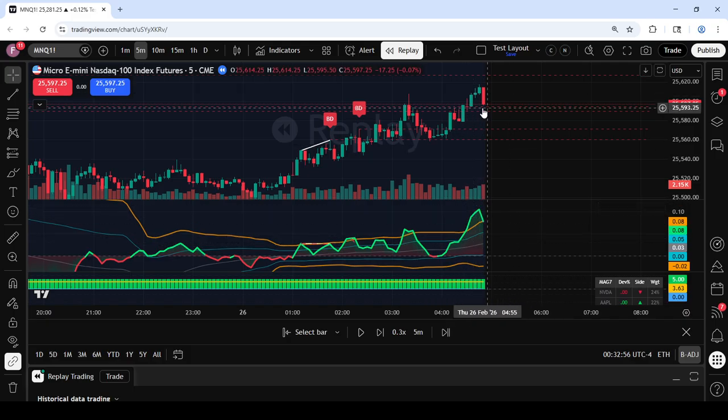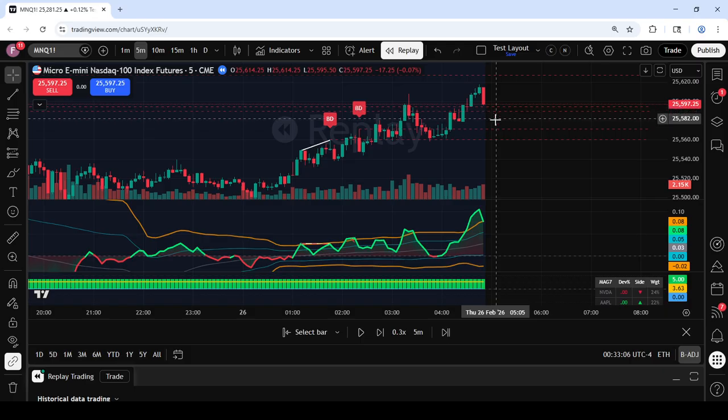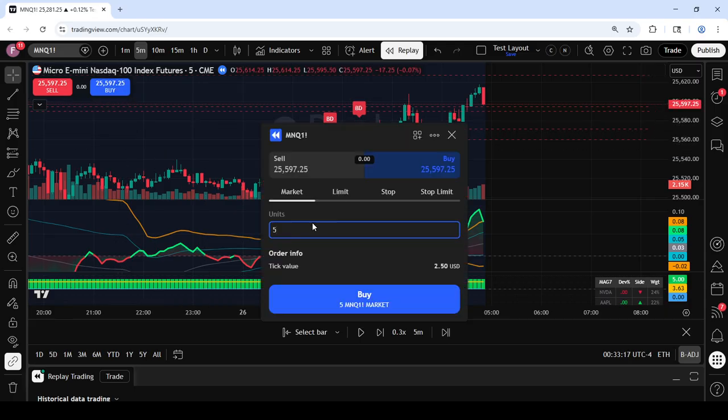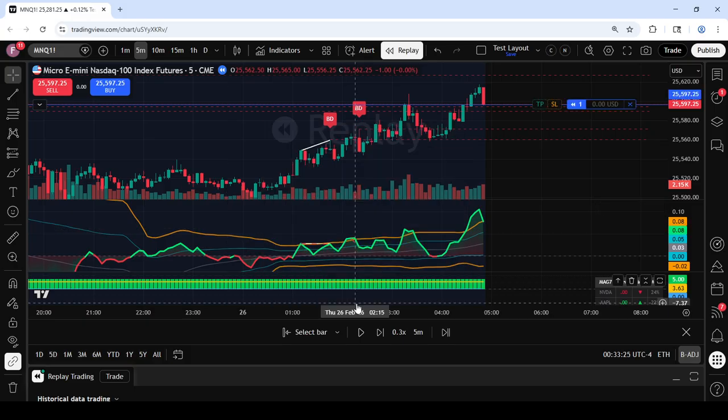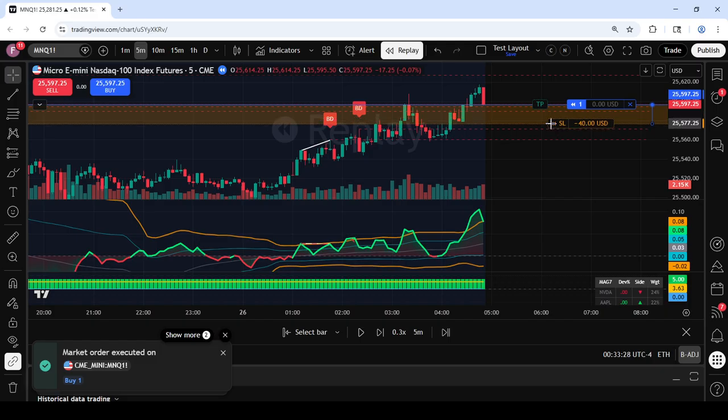I mean, right here, I would be looking at all the support from these dotted lines from the CMI, probably taking a long off of here, stop below here, adding in as I came down one contract at a time. That would be my play. I'll do it. Why not? Let's do it. Buy. We'll do one contract. You can see how I trade. Buy. Stop loss right here.